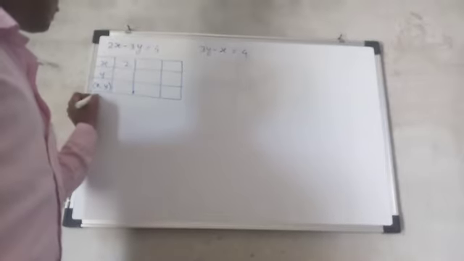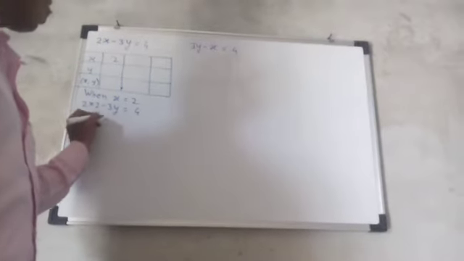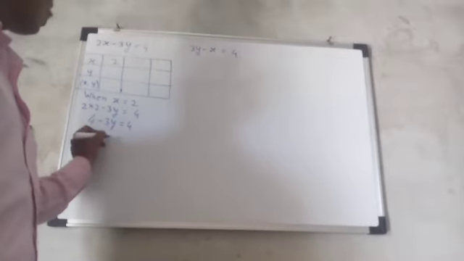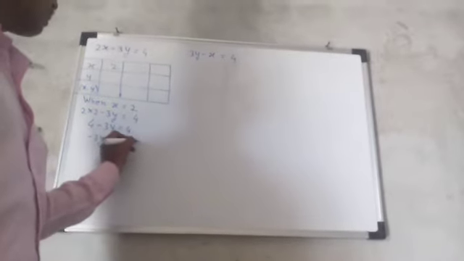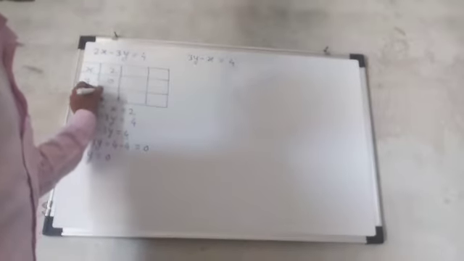Take x is equal to 2. When x is equal to 2, 2 into 2 minus 3y is equal to 4. 4 minus 3y is equal to 4. Minus 3y is equal to 4 minus 4. That will be equal to 0. Therefore, y is equal to also 0. 2, 0 is the point.